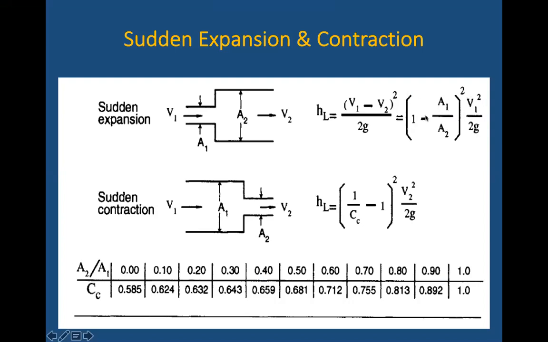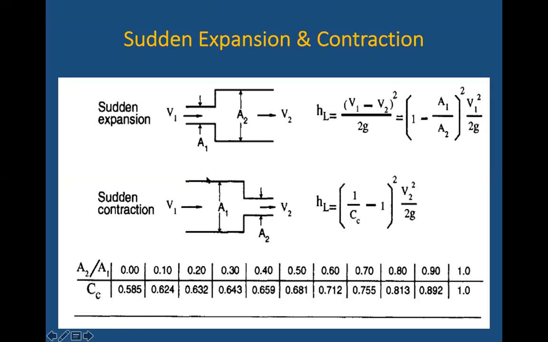Now the question is, sir, how does it come from this one? Because we know that V1 A1 equal to V2 A2. Can you remember this equation? A1 V1 equal to A2 V2. So just eliminate V2 in terms of V1, and you get this. So try this one. (V1 minus V2) square by 2G equal to (1 minus A1 by A2) square into V1 square by 2G.